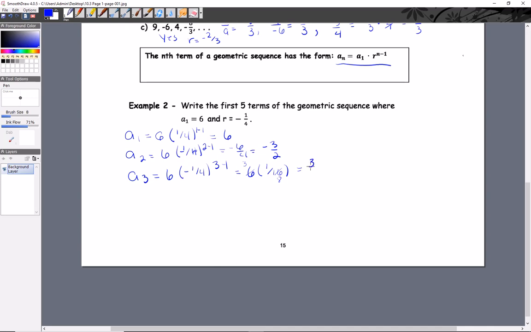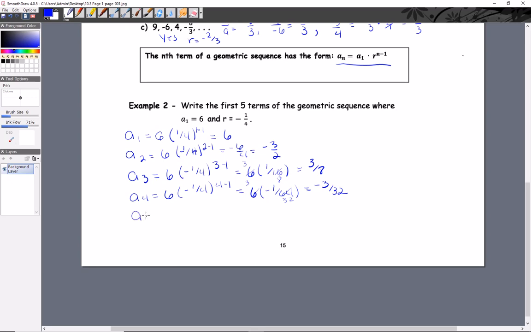So the outcome for that is 3 over 8. The fourth term is your first term times r to the 4 minus 1 power, which would be 3. That's back to an odd exponent, so this will go back to a negative outcome. So 6, and that would be negative 1 to the third is negative 1, and 4 to the third is 64. And again, we can do some reducing here. So 3 and 32. That's negative 3 over 32.